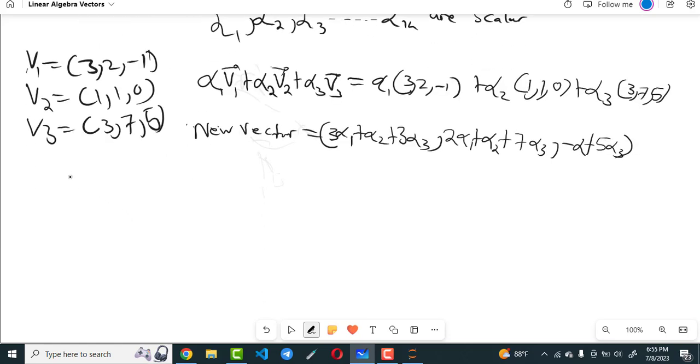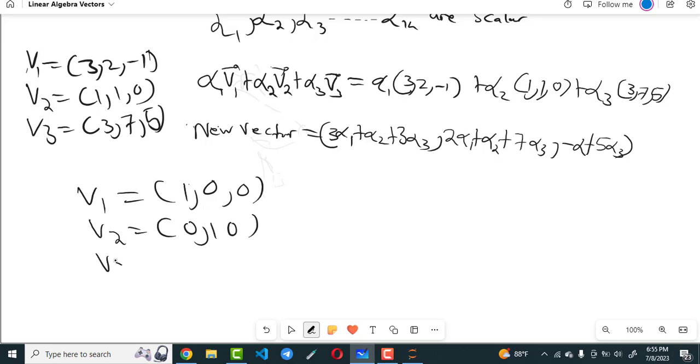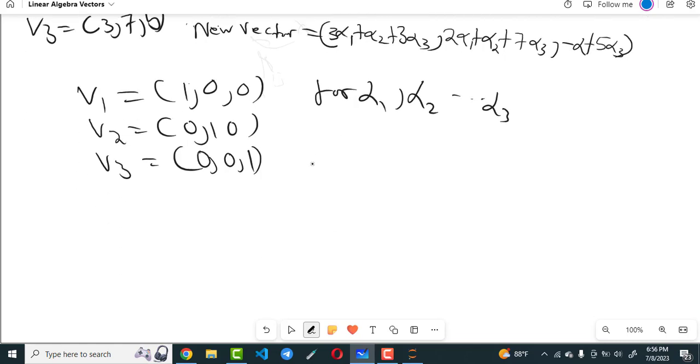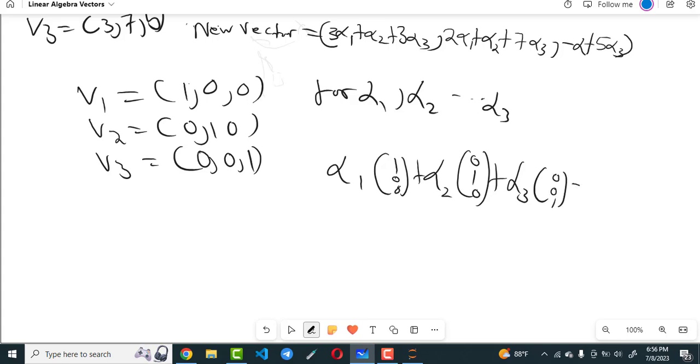So in other words, if given, let's say vector 1 is equal to 1, 0, 0, and vector 2 is equal to 0, 1, 0, and vector 3 is equal to 0, 0, 1, to make it an identity matrix, then for alpha 1, alpha 2, and alpha 3, our new vector will be alpha 1 times 1, 0, 0, plus alpha 2 times 0, 1, 0, plus alpha 3 times 0, 0, 1, which is equal to 0. So this forms an equation.